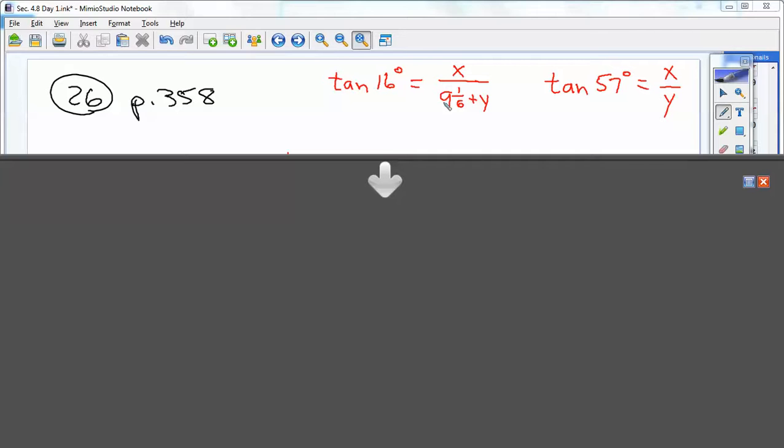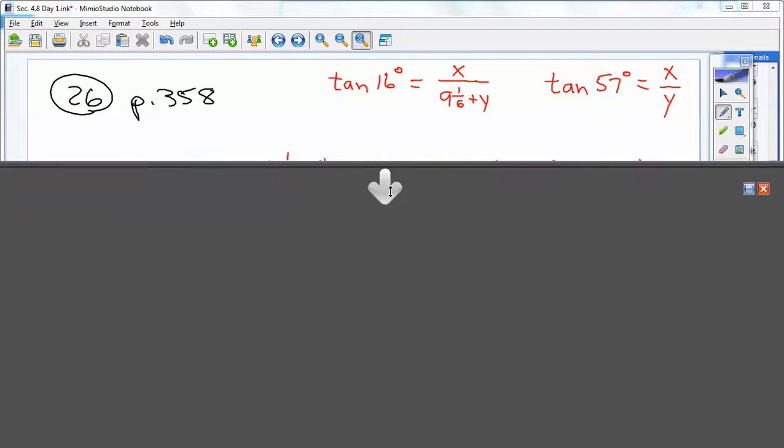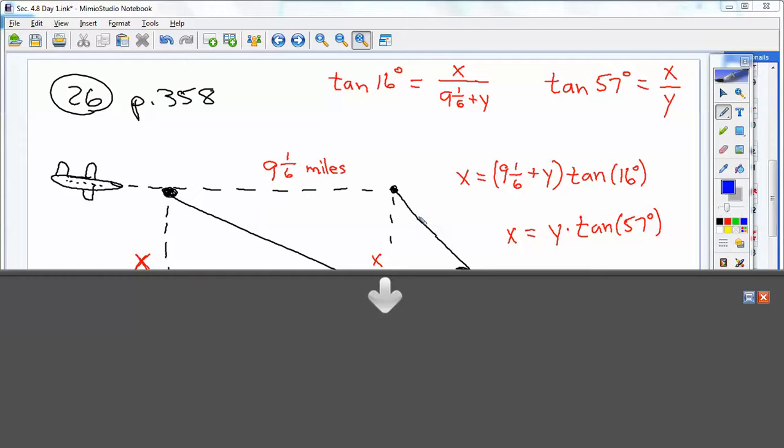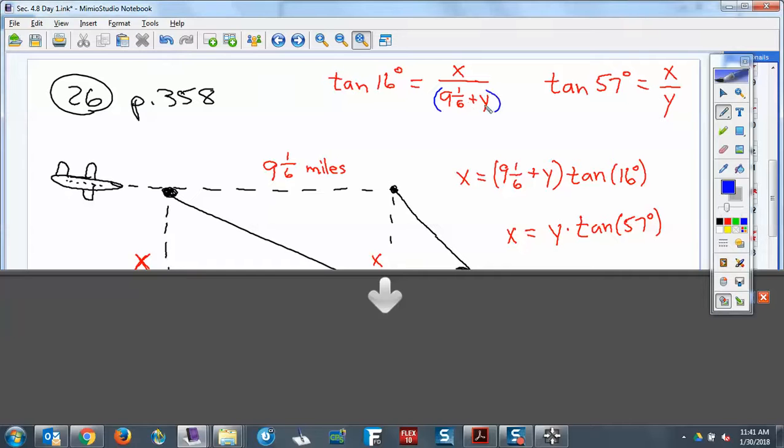So I set up my two, since I had two triangles. Usually when you have a problem, it's got two triangles in it. That's why they're there. So you can set up two different trig ratios. Well, I went ahead and multiplied the Y over here and multiplied that over here, and those are both X. So I took this quantity, multiplied it over to this side, and just kept it like that. And on this side, I multiplied a Y over here, and I got X equals Y tangent 57.